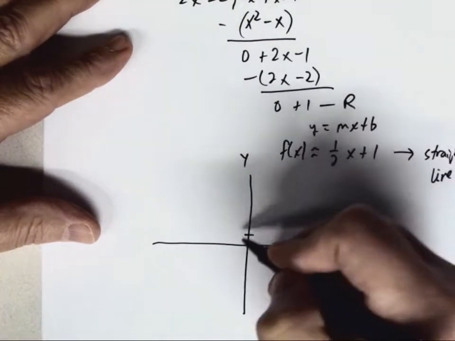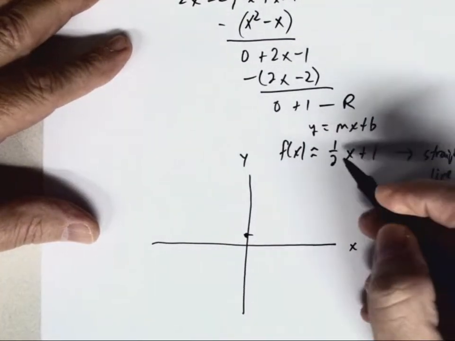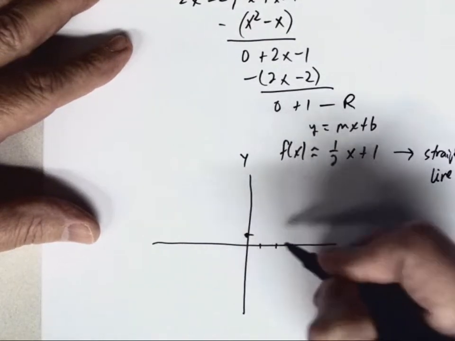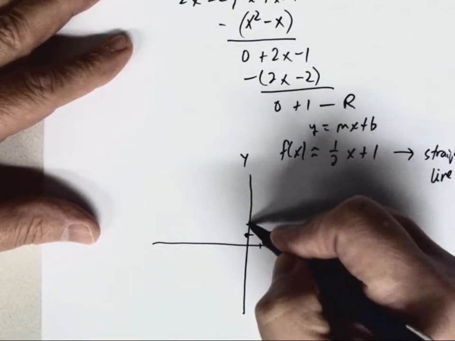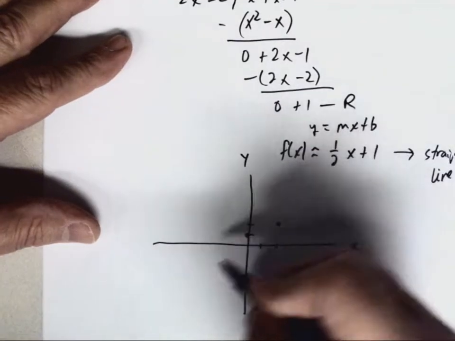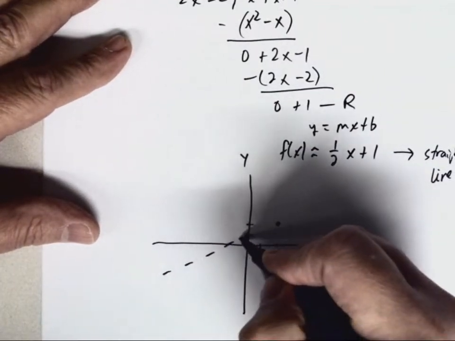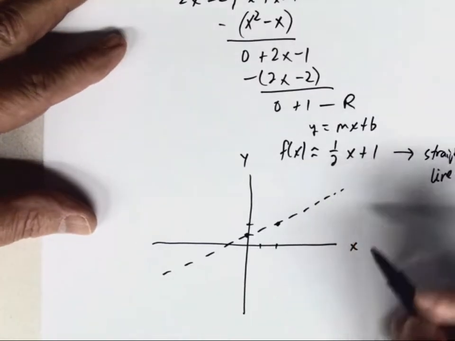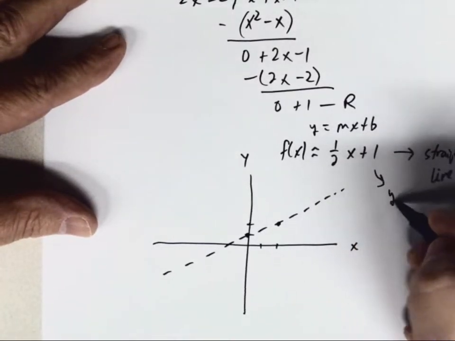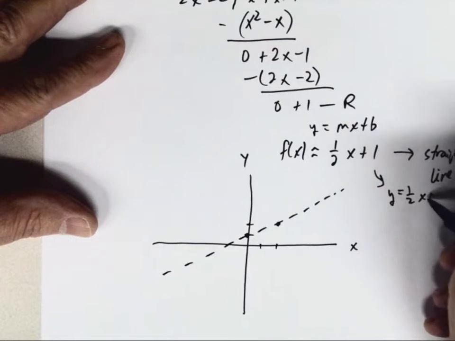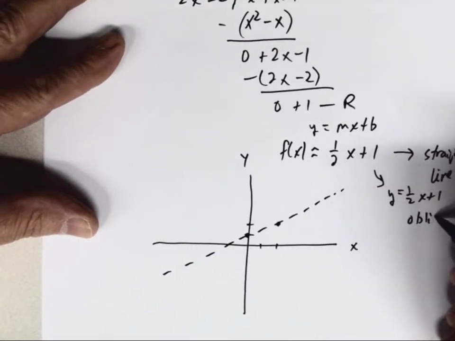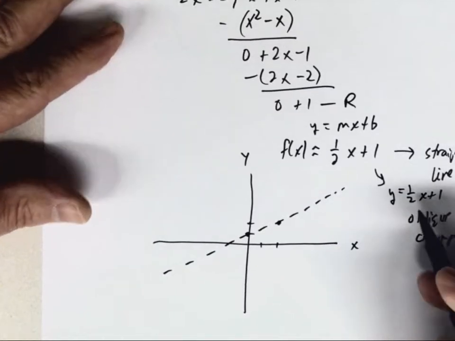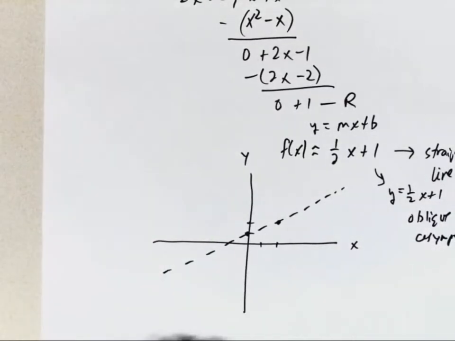b is like my y-intercept. 1/2 is like my slope. So up 1 over 2. What I do is, y equals 1/2 x plus 1 becomes what I call my oblique asymptote.